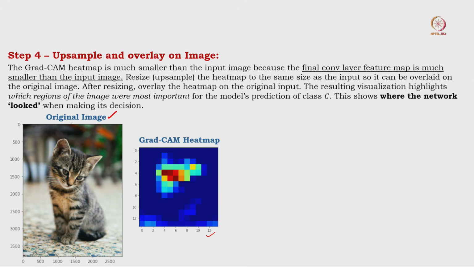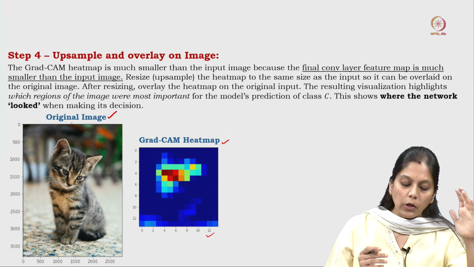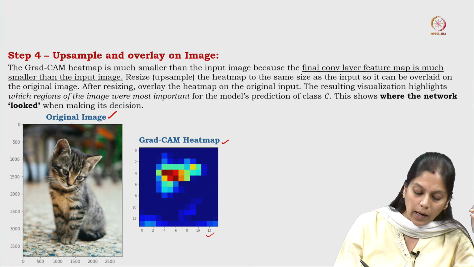Now, by the time you have completed it, the feature map size has reduced. Why has the feature map size reduced? Because we are taking the last convolution layer's heat map. By the time you reach the last convolution layer, the input size has definitely reduced, and the feature map size has been reduced. That is the reason the Grad-CAM heat map size is smaller.